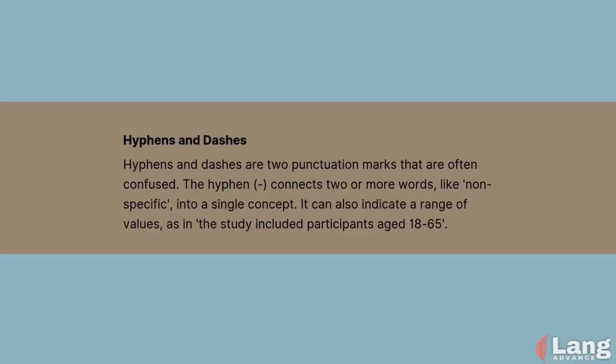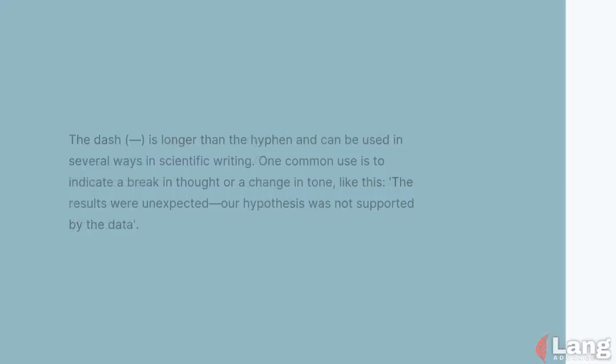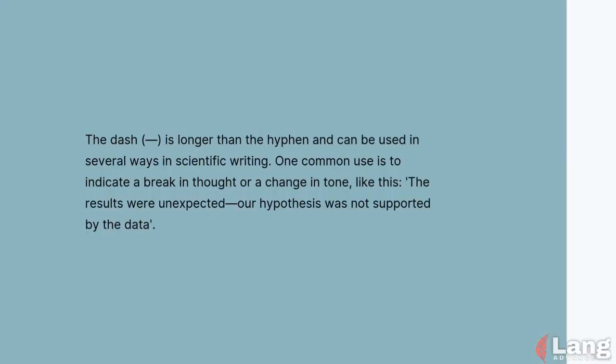Hyphens and dashes. Hyphens and dashes are two punctuation marks that are often confused. The hyphen connects two or more words, like non-specific, into a single concept. It can also indicate a range of values, as in the study included participants aged 18-65.